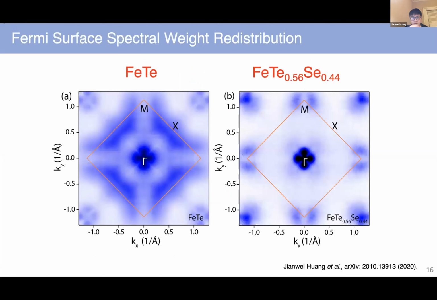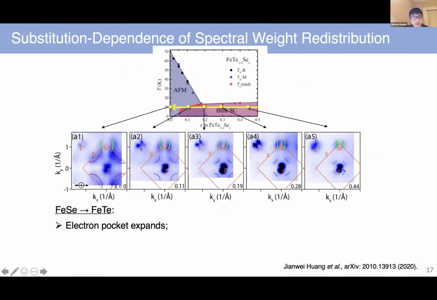Second, we observe a strong Fermi surface spectral weight redistribution. The right figure shows the optimally doped compound, which shows the hole pocket around the gamma point and the electron pocket around M. This is normal. But for the iron tellurium, we find that there is spectral weight appearing around this X point of the Brillouin zone. So where does the spectral weight at the X point evolve from?